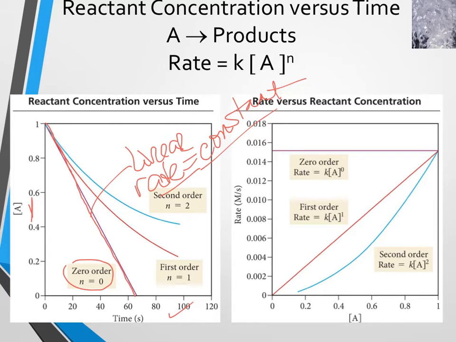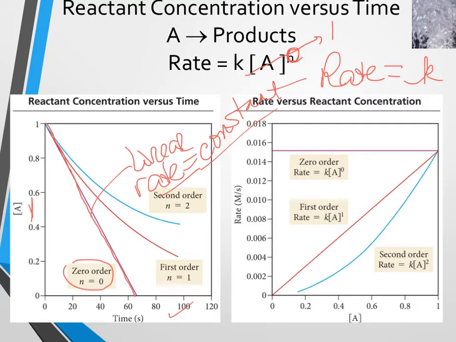Why would that be? Let's look at a zero order rate law, okay? If n is 0, meaning that the reaction is zero order with respect to A, what does that mean? That means that anything raised to the 0 power is 1, so that means the rate is only equal to the rate constant K. The rate doesn't depend on the concentration at all, okay? So that's the first thing I want to point out.